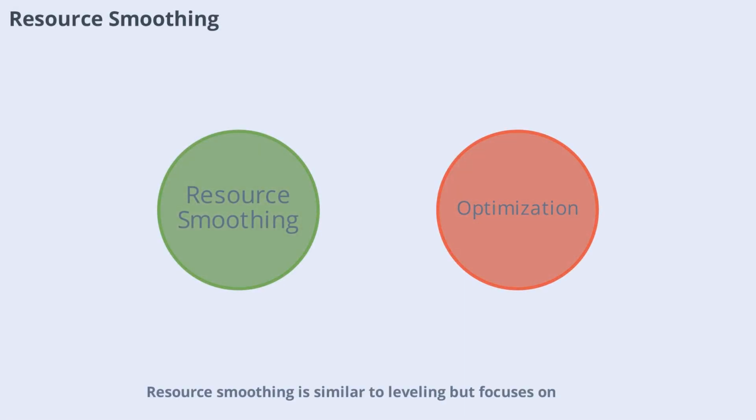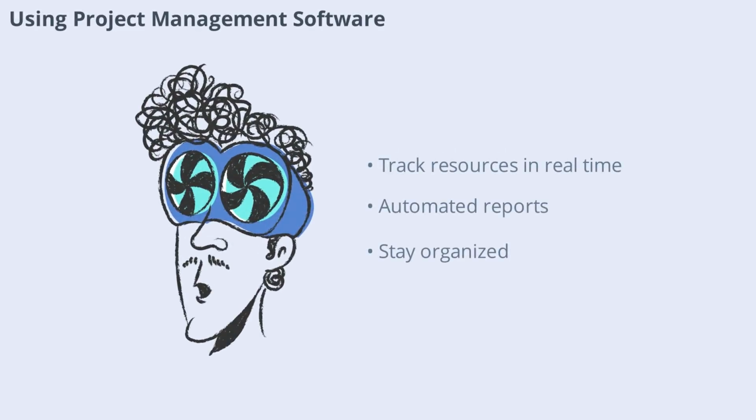Resource smoothing is similar to leveling but focuses on optimizing resource usage without affecting the project's critical path. The goal is to avoid peaks and valleys in resource demand, creating a more consistent workload. By smoothing resources, you can improve efficiency and reduce stress on your team, all while keeping your project on schedule. Modern project management software offers powerful tools for resource allocation.